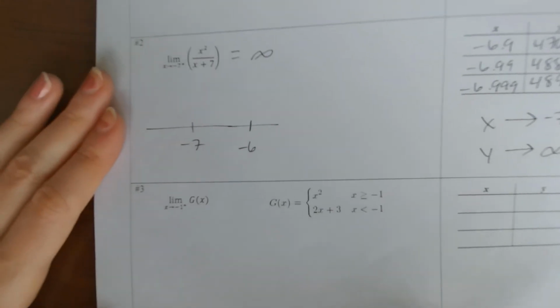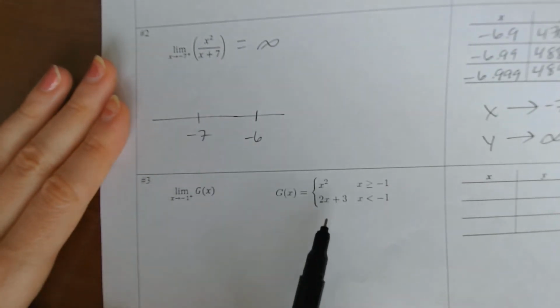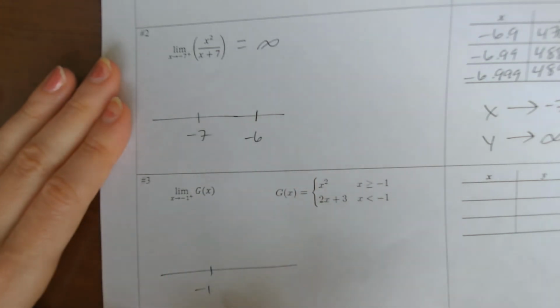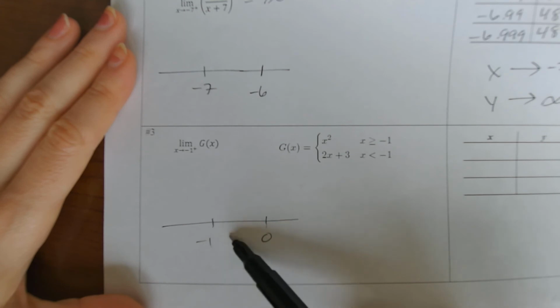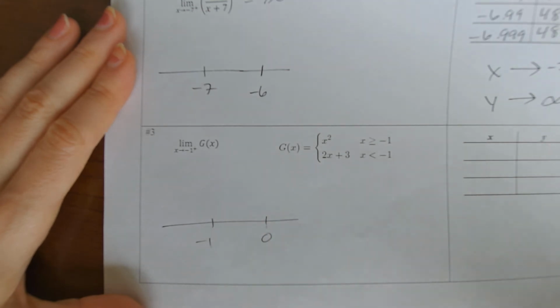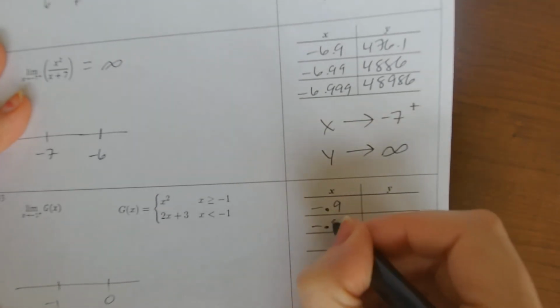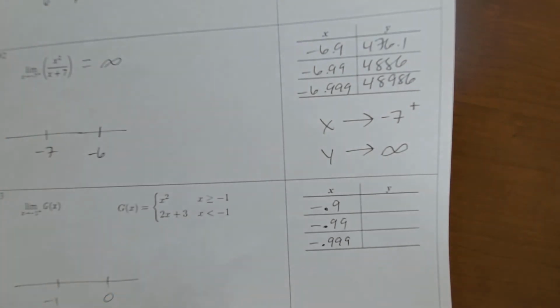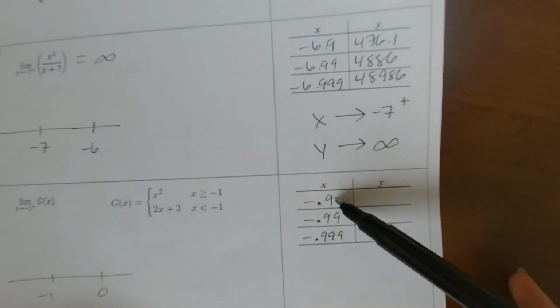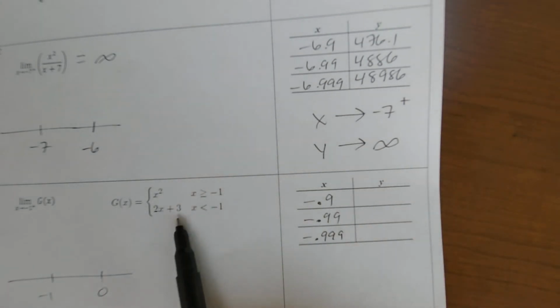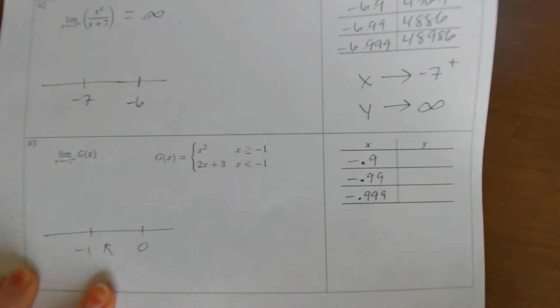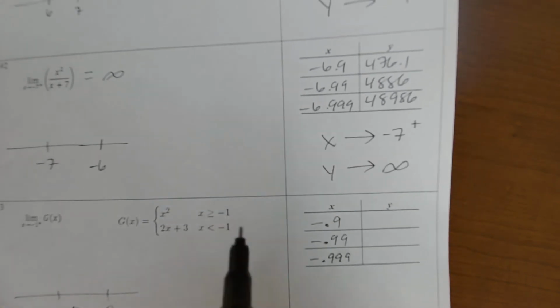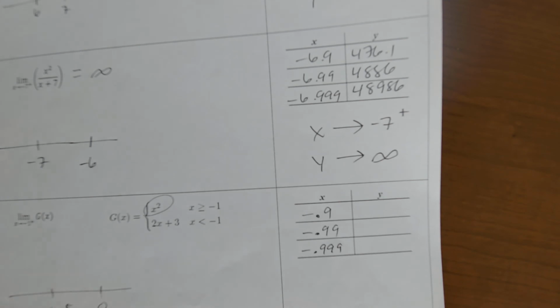Okay, now this very last one. This time we're approaching negative 1 from the right, and this time we have a piecewise function. Here's negative 1. To the right of negative 1 is 0, but 0 is relatively far from negative 1, so I've got to get right up in there close: negative 0.9, negative 0.99, negative 0.999. Now, if we're plugging these values into this piecewise function, which piece are we going to use? These numbers are to the right of negative 1, so that means greater than negative 1. So we're using that part of the piecewise function, x squared.